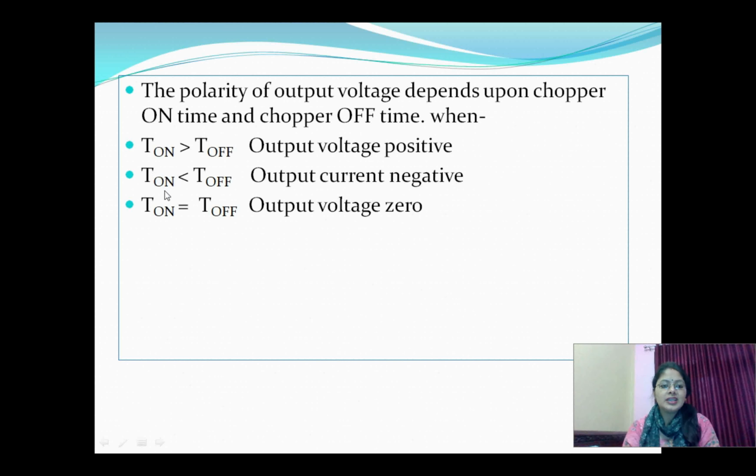Next is T on less than T off. That time the output voltage is negative. And when T on is equal to T off, the output voltage is 0. So remember these 3 points. T on greater than T off means output voltage positive. T on less than T off means output voltage negative, and T on equal to T off means output voltage 0. Okay.